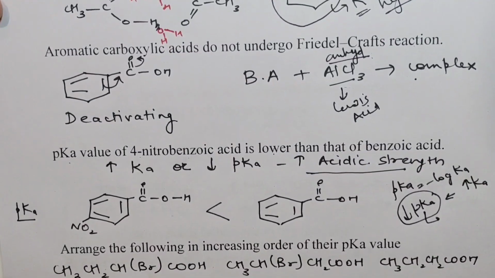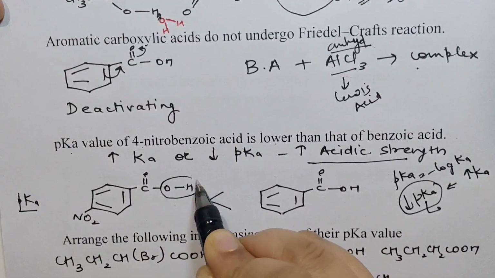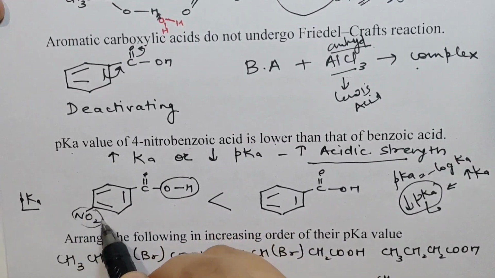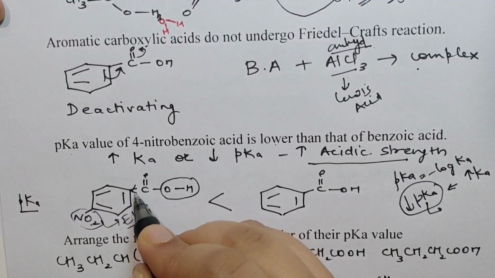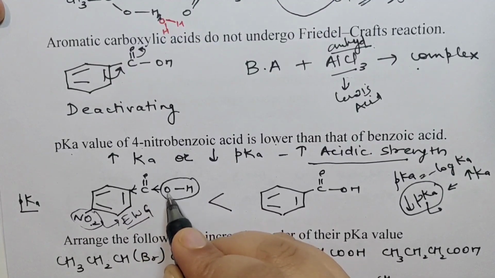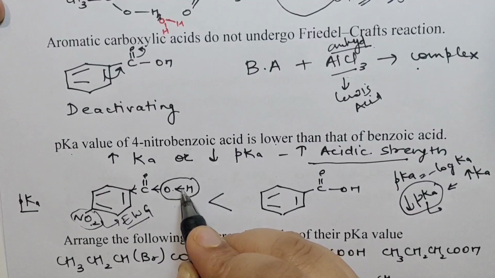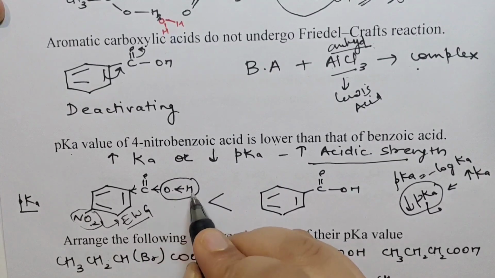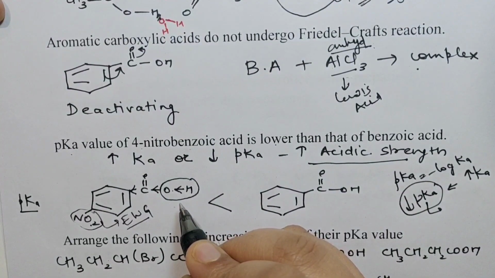Now, when we talk about factors that influence acidic strength, basically any substituent which increases the polarity of this OH bond increases the acidic strength. Any electron withdrawing group would do so. Why? Because an electron withdrawing group would pull electron density from every bond, and therefore this oxygen would pull electron density from the OH bond, making it more polar. So any electron withdrawing group as substitution would increase the polarity of the OH bond and therefore increase its acidic strength, therefore decrease its pKa value.